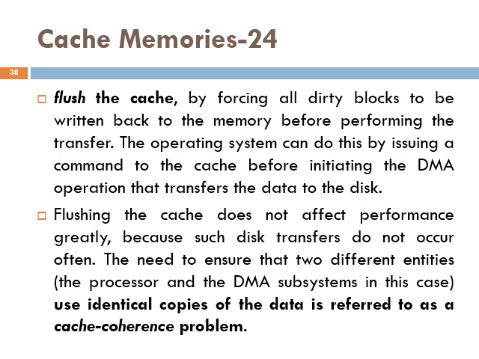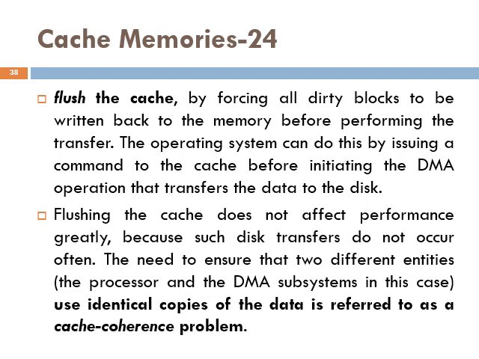Under this protocol, new data written into the cache are not written to the memory at the same time. Hence, data in the memory do not always reflect the changes that may have been made in the cached copy. It is important to ensure that such stale data in the memory are not transferred to the disk. One solution is to flush the cache by forcing all dirty blocks to be written back to the memory before performing the transfer. The operating system can do this by issuing a command to the cache before initiating the DMA operation that transfers the data to the disk.